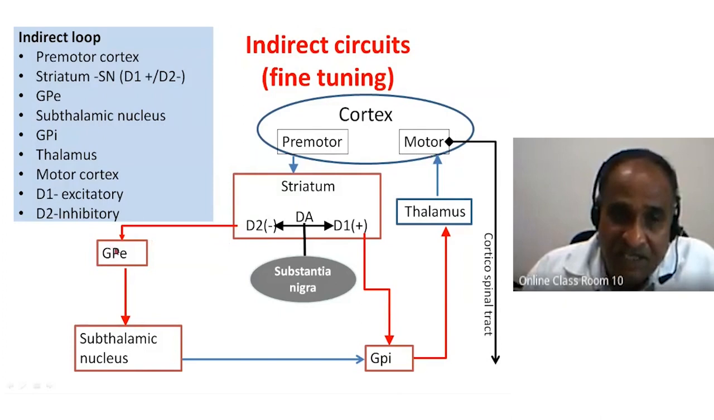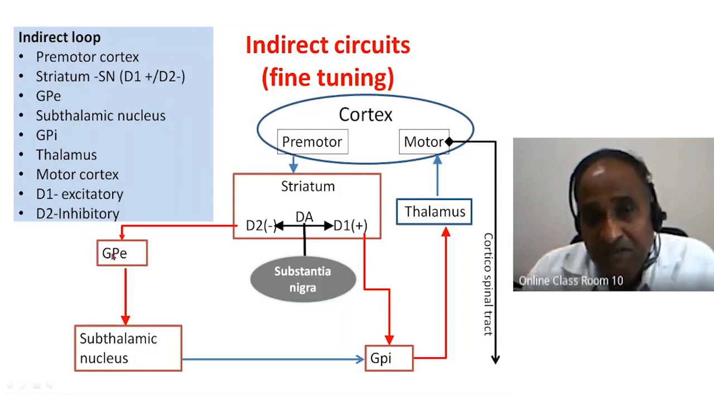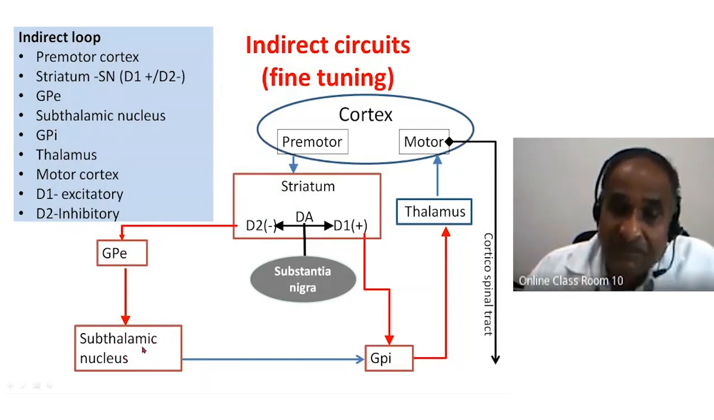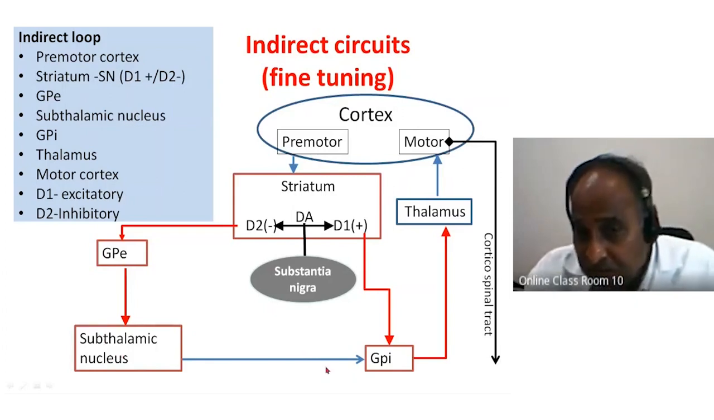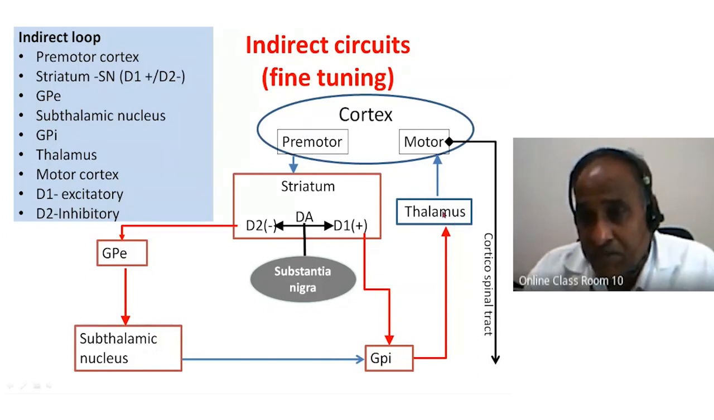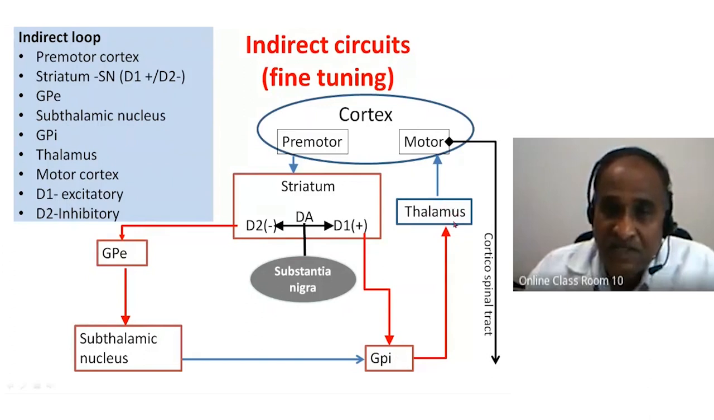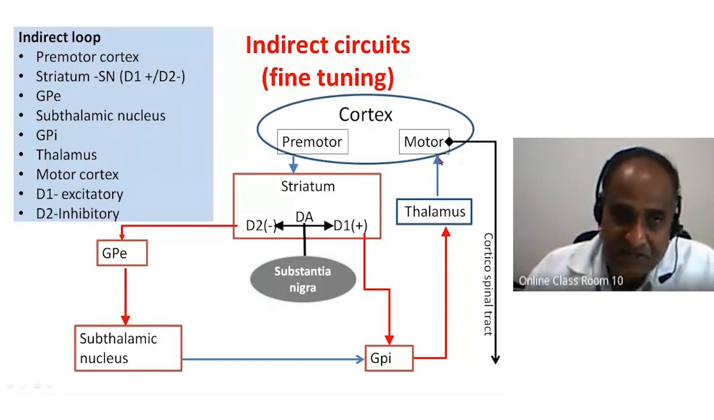Now, from the striatum, the output with the D2 receptors goes to the GPE as an inhibitory output, and there is more inhibition of the GPE. If there is more inhibition of the GPE, the subthalamic nucleus is not receiving inhibitory inputs, so it will have an intrinsic oscillatory activity. There will be more output from the subthalamic nucleus. From the subthalamic nucleus to the GPI, this is an excitatory output, so the GPI is excited more. If the GPI is excited more, it inhibits the thalamus more, and the output of the thalamus is decreased. So that is the output.